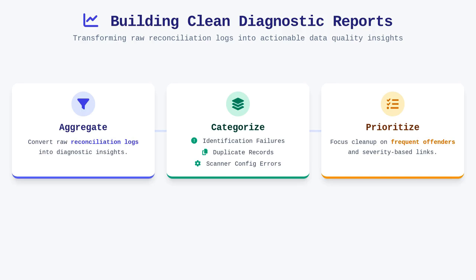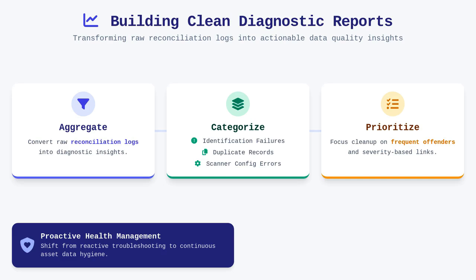A well-constructed report does not simply list errors. It categorizes them by severity and link, helping you maintain a pristine configuration database that acts as a reliable foundation for your vulnerability remediation processes. When you monitor these KPIs regularly, you shift your focus from reactive troubleshooting to proactive health management of your asset data. This disciplined approach ensures that when vulnerability scanners identify a new threat, the mapping between that vulnerability and the corresponding asset is accurate, reliable, and instantaneous.